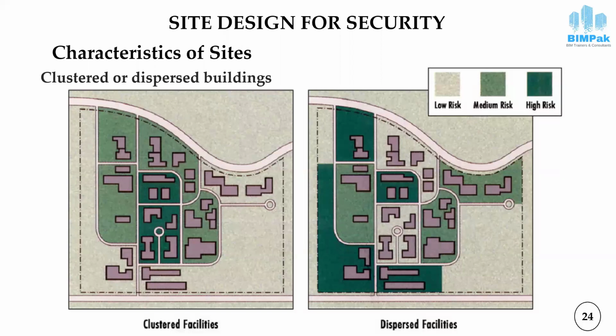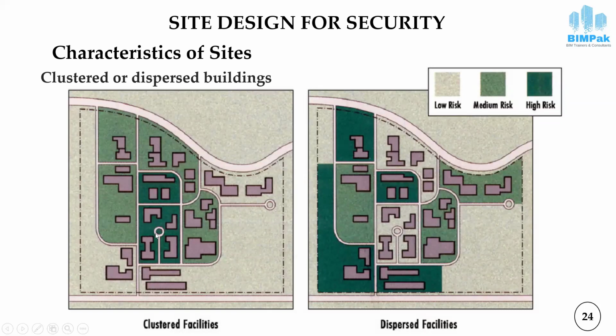Okay. So here you can see that this dark greenish color shows the high risk zone, and the light green area shows the medium risk zone, and the area with this gray color shows the low risk zone. By high risk zone I mean that this area can be a prime objective of the aggressor to be targeted.